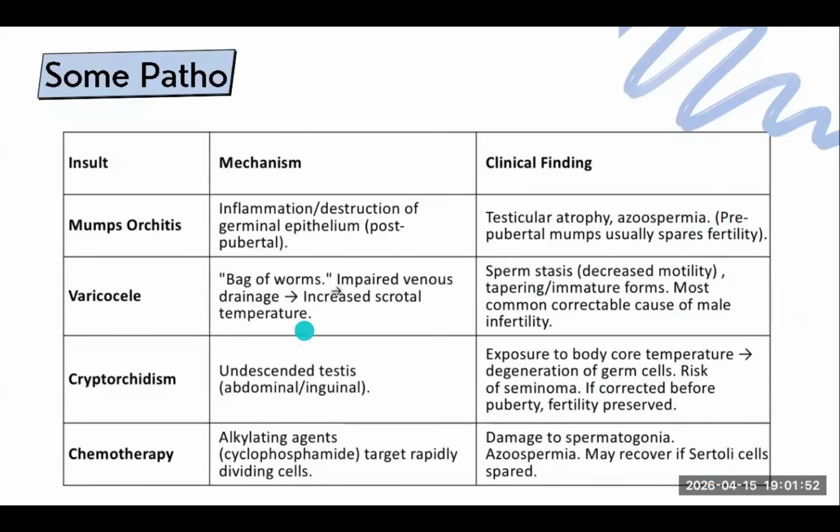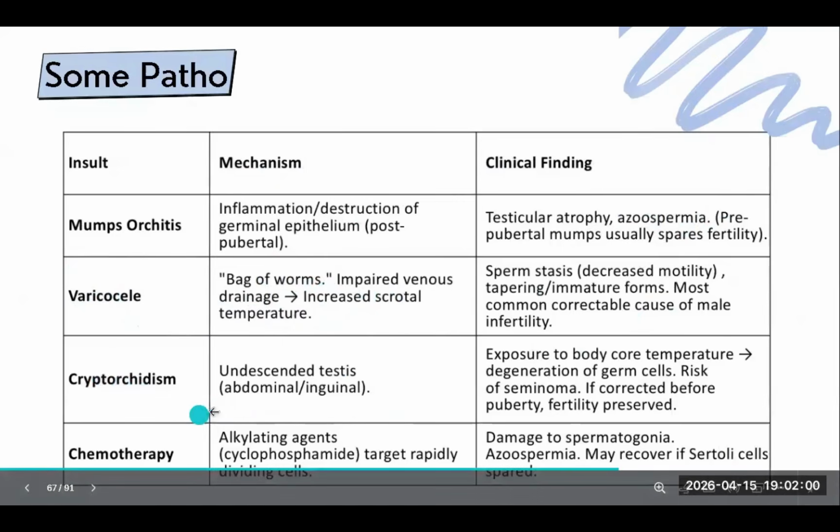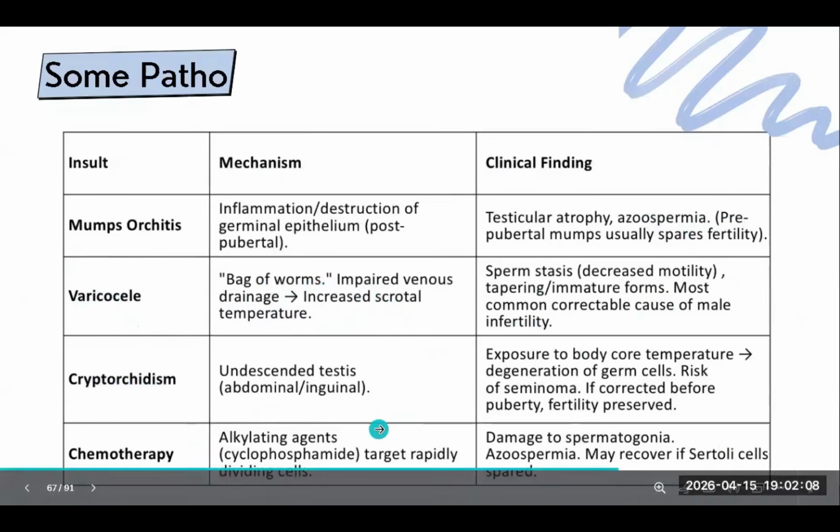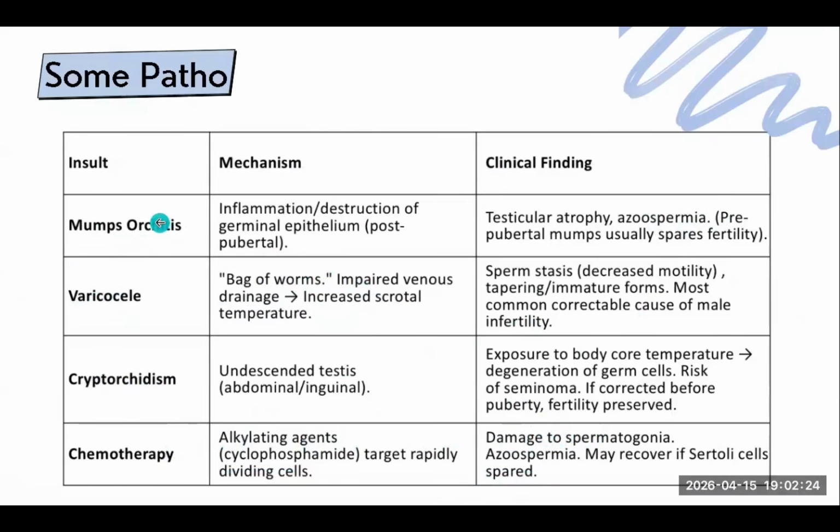And this is just some patho. Varicocele, we mentioned that before in anatomy. Cryptorchidism, we mentioned that before in anatomy. You can read it if you want. They both lead to either azospermia or oligospermia. Chemotherapy leads to damage to spermatogonia. That's what you should know. Chemotherapy leads to damage to spermatogonia, and this may lead to azospermia. Now, mumps orchitis is an infection, and if the infection spreads all the way down to the testes, you would have testicular atrophy and azospermia.